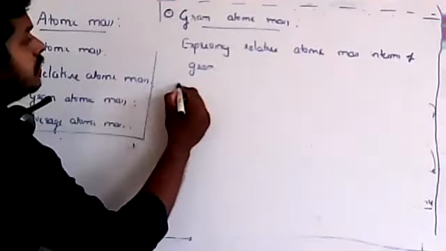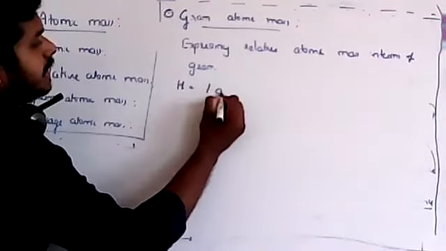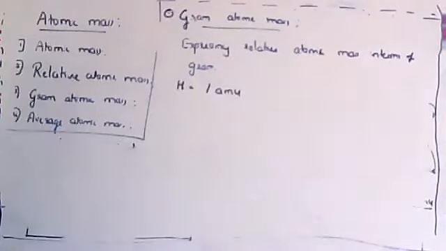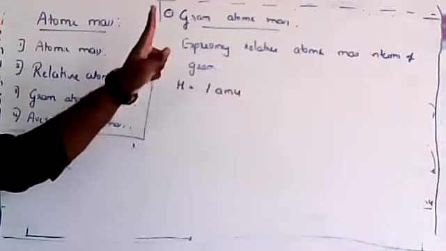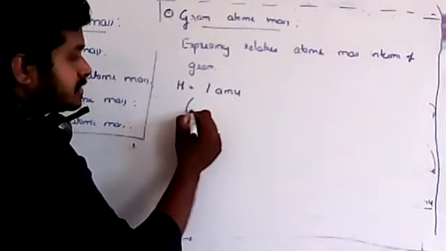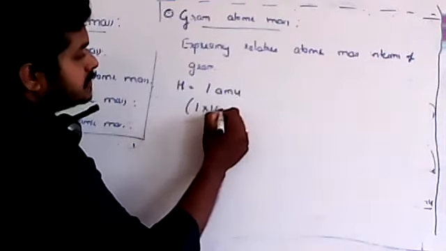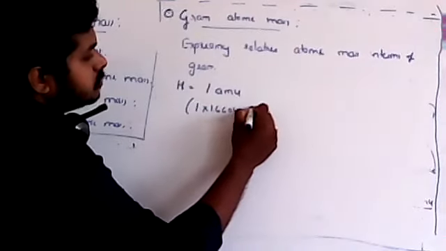For example, hydrogen is 1 AMU, right? 1 AMU. What do you mean by AMU? Atomic mass unit. What do you mean by that? It is nothing but, I can just write here, around 1 into 1.6603 into 10 to the power.